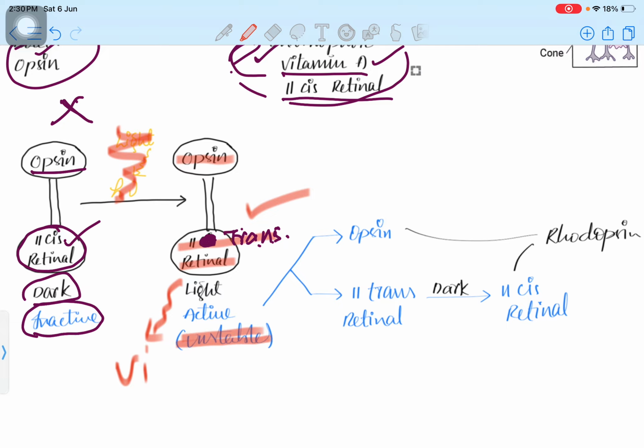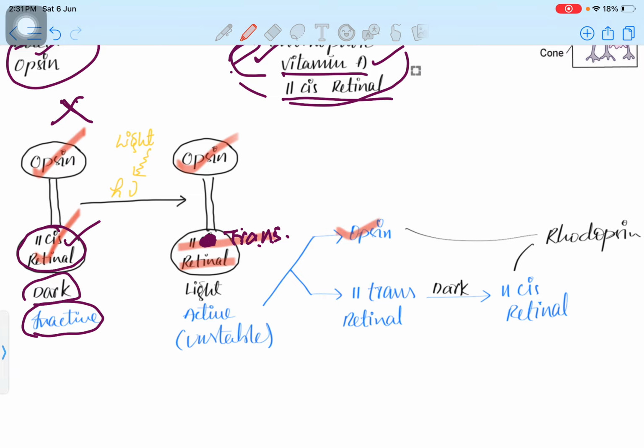This 11-trans is always unstable. After a time, whenever you go into the dark again or close your eyes, opsin will remain the same all the time, but this 11-trans retinol will convert back to 11-cis retinol in the dark condition, so that rhodopsin will form. So this is what happens whenever we are creating vision. All these processes are ongoing.